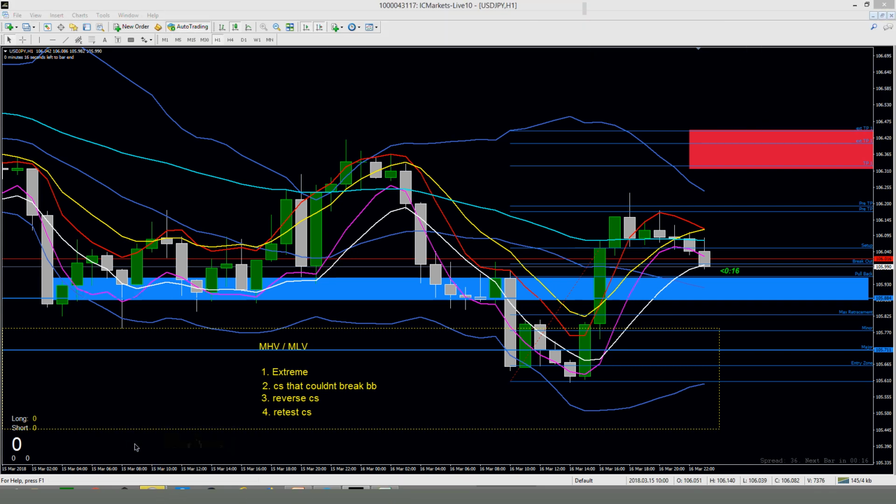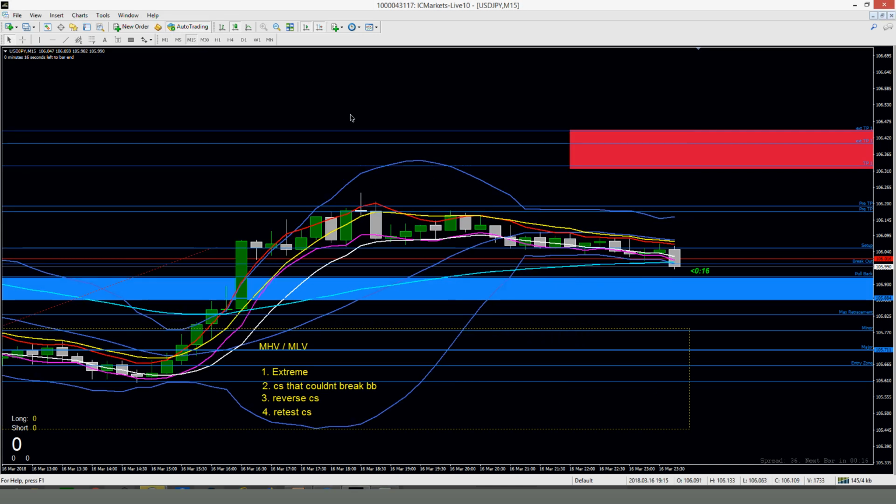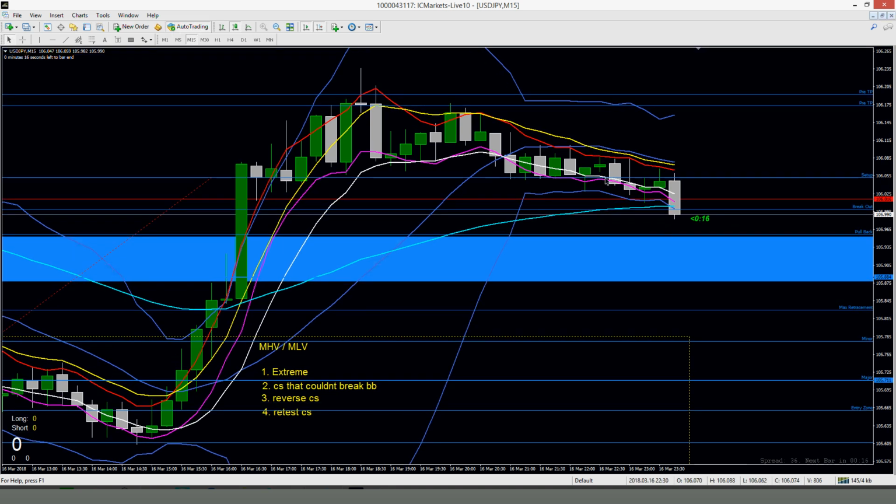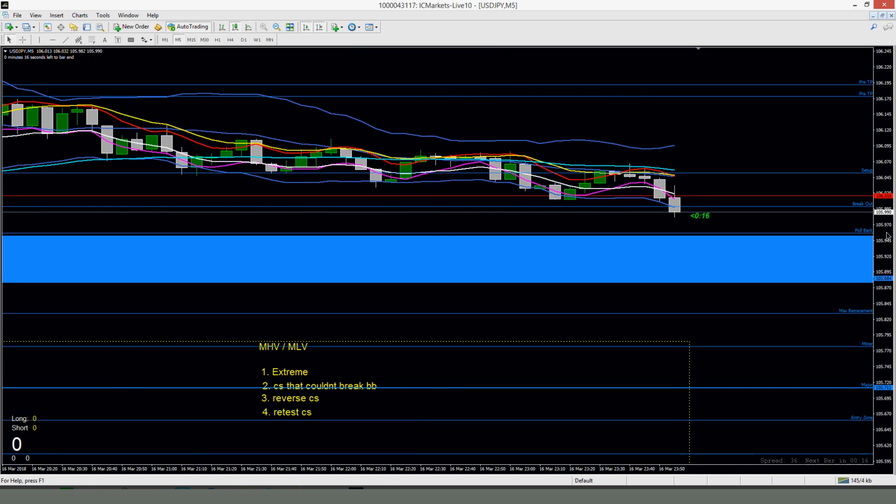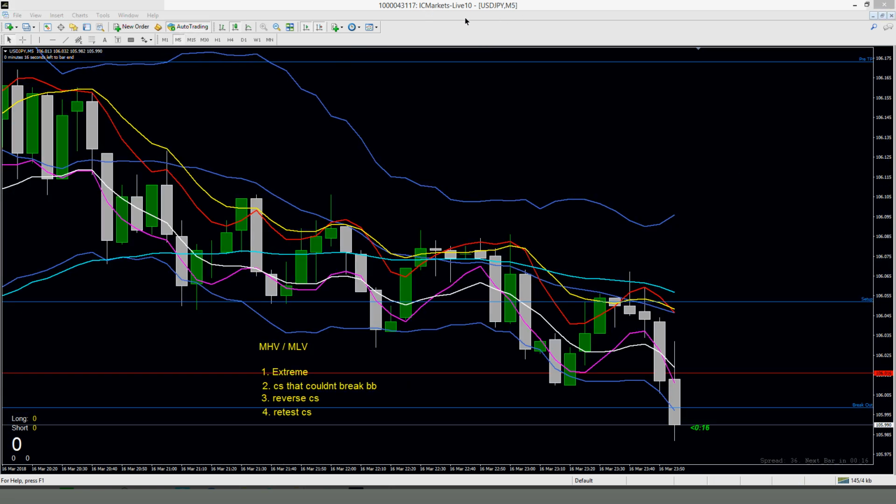So based on this entry, I would look for an MHB setup or an extreme at this particular juncture. So right now we have a sell MHB over here, and you have the market going down. So if the market is going down over here, I would go to M5 for confirmation of where the market is going.